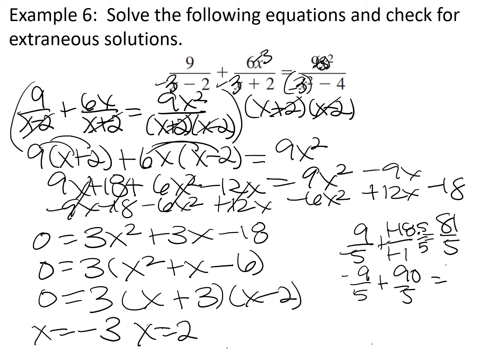And then 90 plus -9 is -81. No, positive 81 over 5, which equals positive 81 over 5. So that one worked. Sweet. Okay, I gotta clear this up so I can make room, okay?